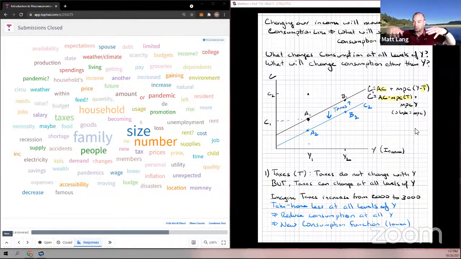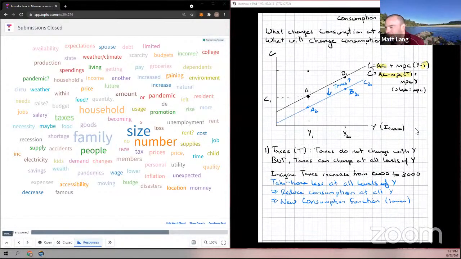Taxes are going from 2,000 to 3,000 for all levels of Y. That'll push down that consumption. So again, we could go ahead and alter that, but it's not going to help us out too much in terms of our overall understanding. Okay. So I kind of messed up here with the C2. I got a little ahead of myself with A2 and C2 and whatnot.